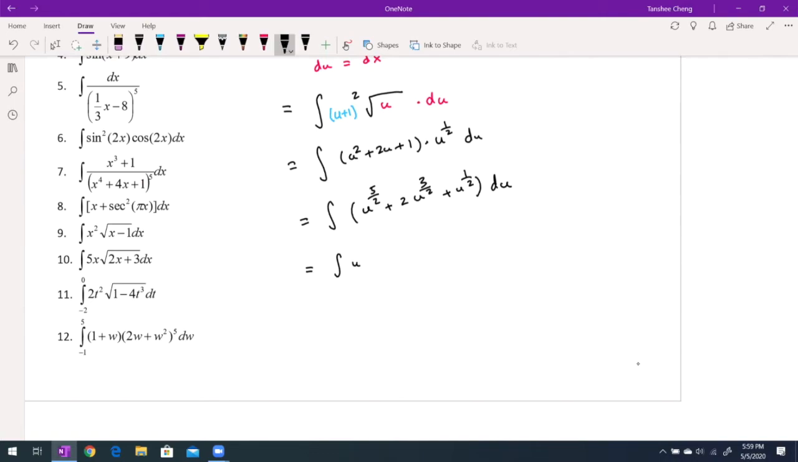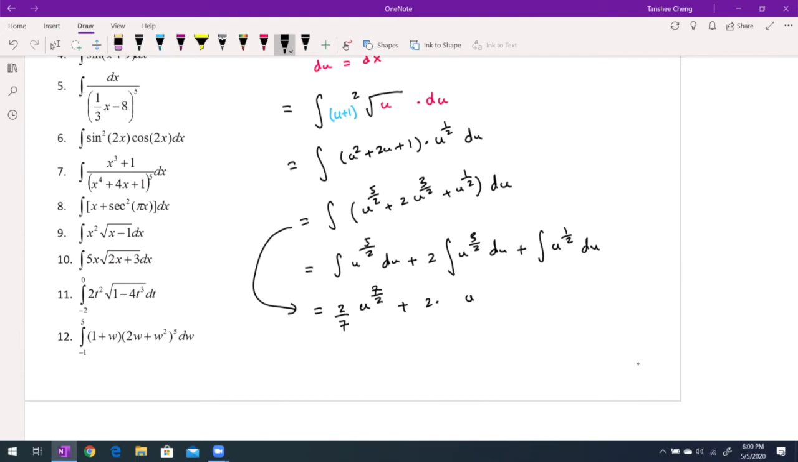Let me write it out step by step. This will be the integral of u to the 5/2 du, plus 2 times the integral of u to the 3/2 du, plus the integral of u to the 1/2 du. Later on, you can jump from this step to the final step. This is just for note purposes to help you see the property of the integral of a sum being the sum of integrals. Now add 1 to the exponent, which gives 7/2, and multiply by the reciprocal 2/7, plus add 1, that will be 5/2 multiplied by the reciprocal 2/5, plus add 1, that will be 3/2 multiplied by the reciprocal 2/3, plus a constant.